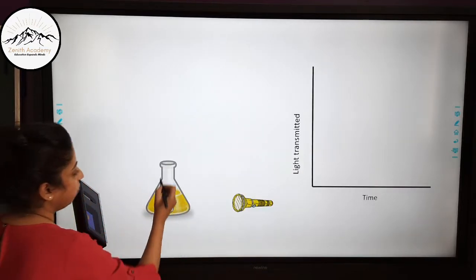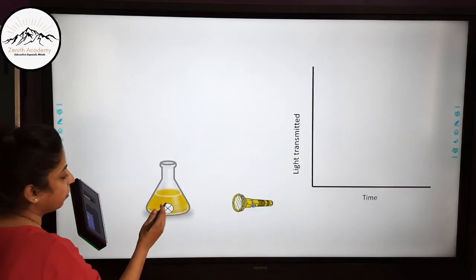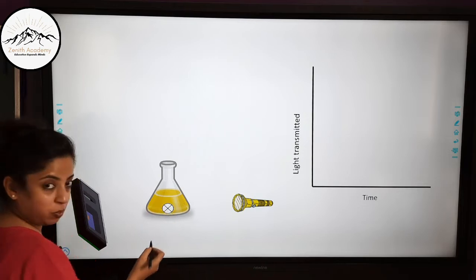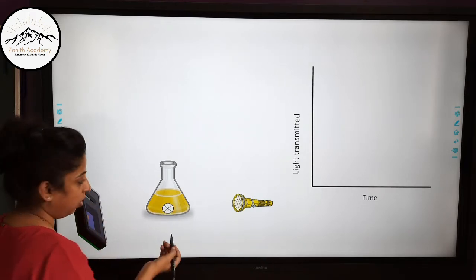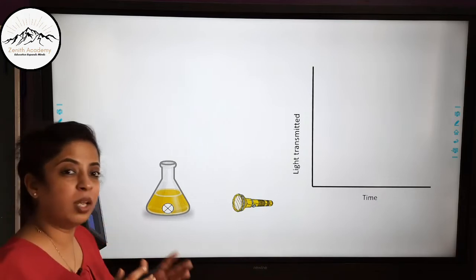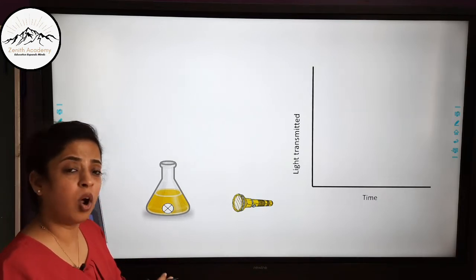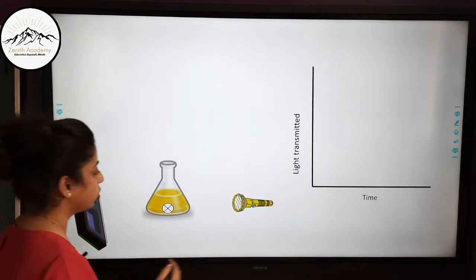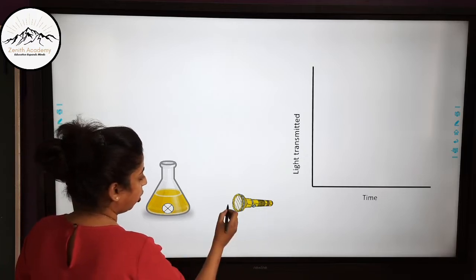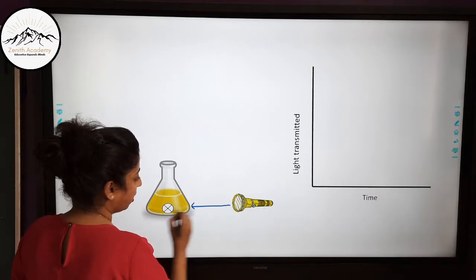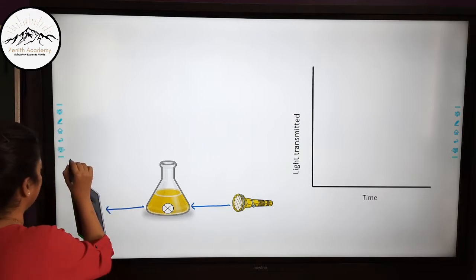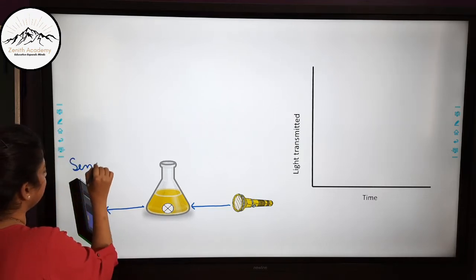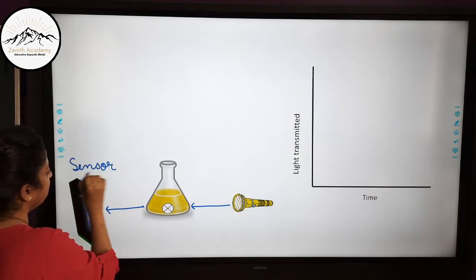Now here we can use this vessel. Initially this mark was visible. As the reaction goes on, the mark becomes invisible. But at times we are not able to time it very properly. So what we can do is place a torch here and allow the light to pass through it. And here you can see I have kept a sensor, a light sensing device.